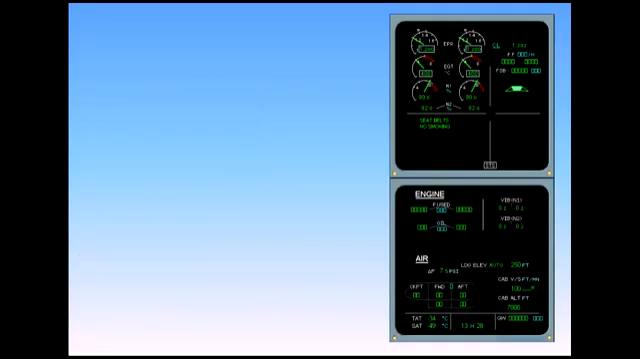Let's look at a second failure to illustrate the functionality of the system. We will use a dual system fault to illustrate these procedures. The aircraft is in cruise at flight level 350.